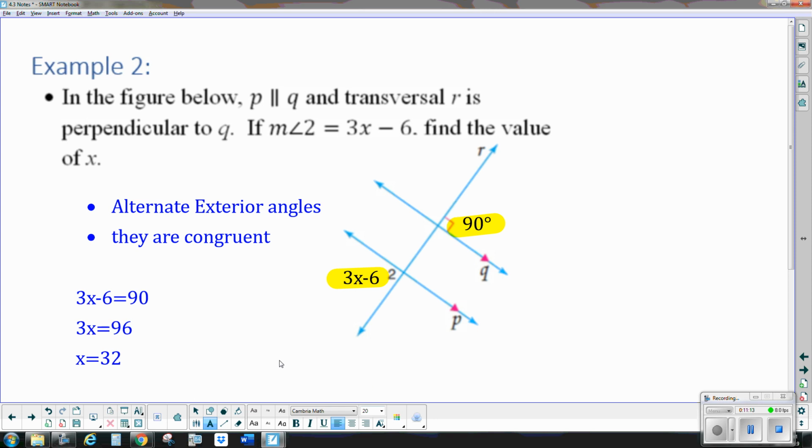Okay, and all we're doing is finding the value of x. And when I plug in 32 for x, I should get 90 degrees because I know that those two angles are congruent. And if I do that, 3 times 32 is 96, and 96 minus 6 is 90 degrees. So that's how I would double check.